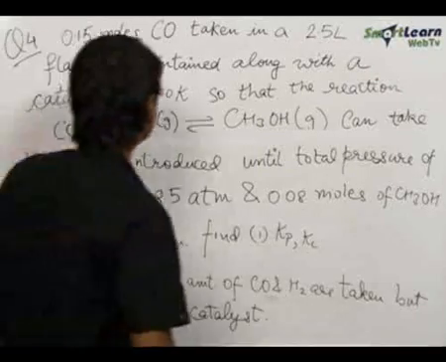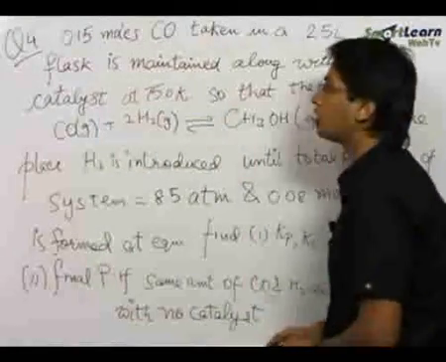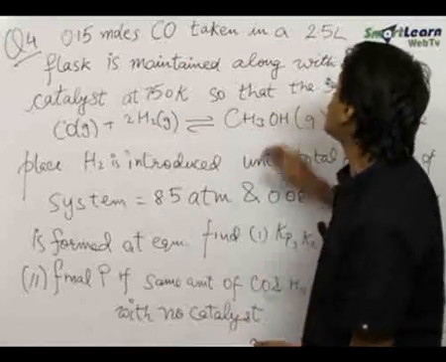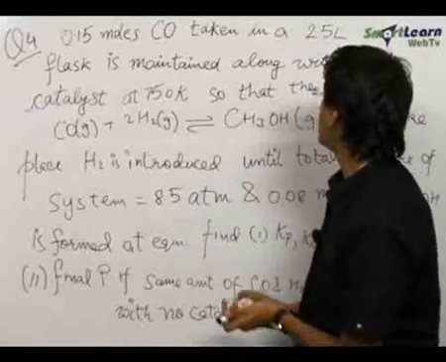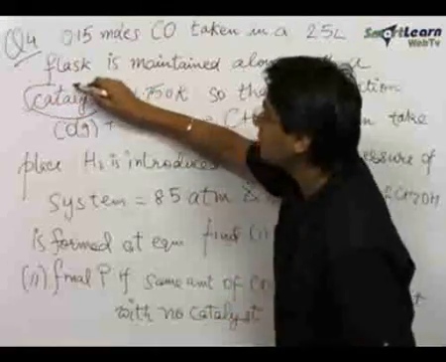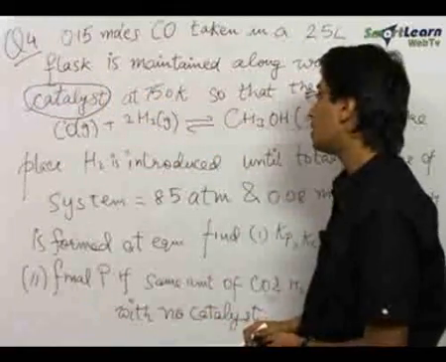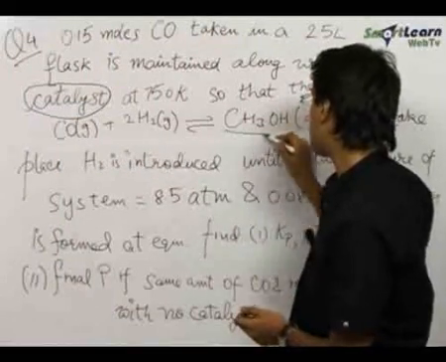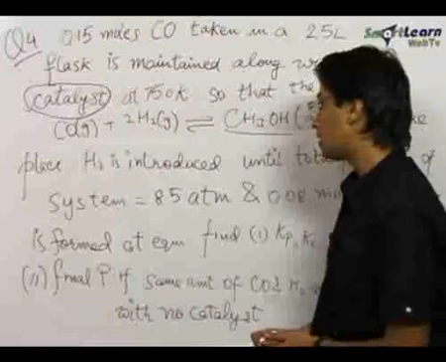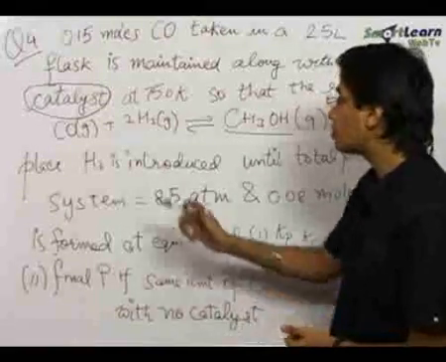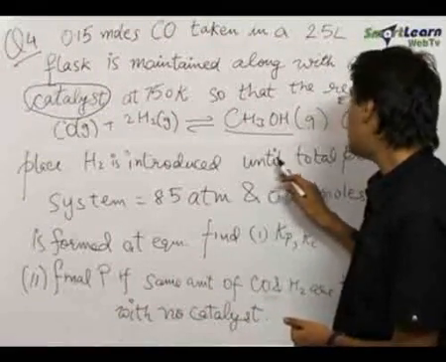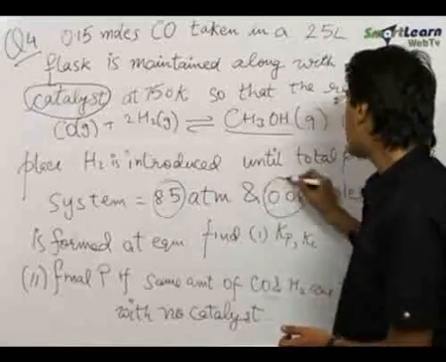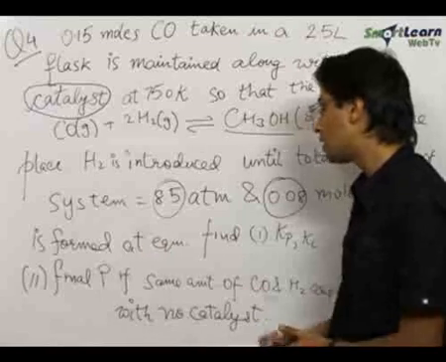The next problem which we have is a pretty interesting problem of chemical equilibrium. We are given that 0.15 moles of carbon monoxide taken in a 2.5 liter flask is maintained along with a catalyst at 750 Kelvin, so that the equilibrium reaction carbon monoxide plus hydrogen reacting to give methanol can take place. In this reaction, hydrogen gas is introduced until the total pressure of the system becomes 8.5 atmosphere and 0.08 moles of methanol is formed at equilibrium.